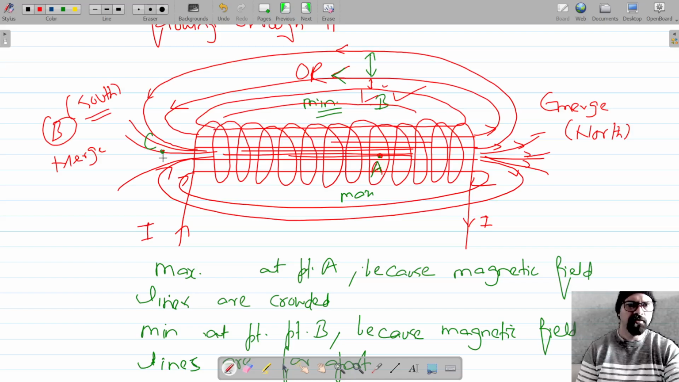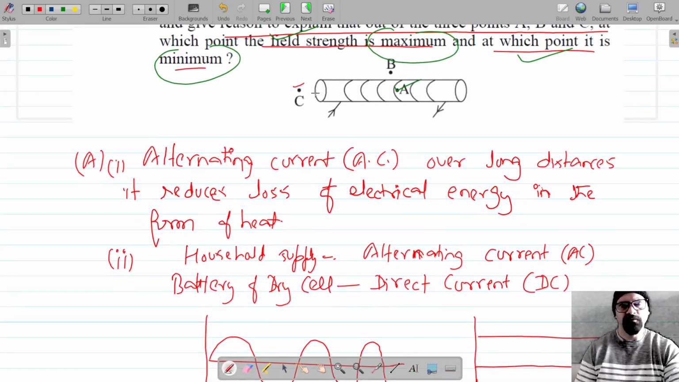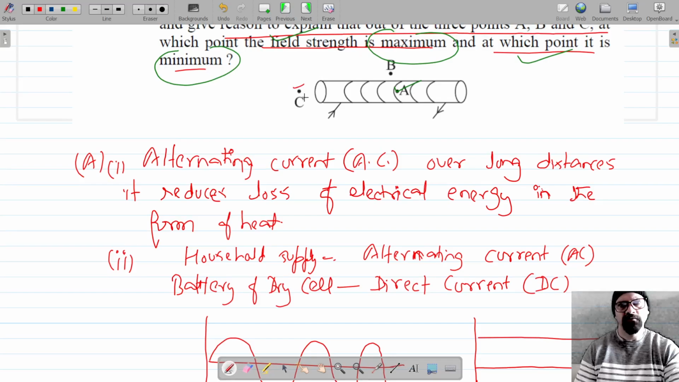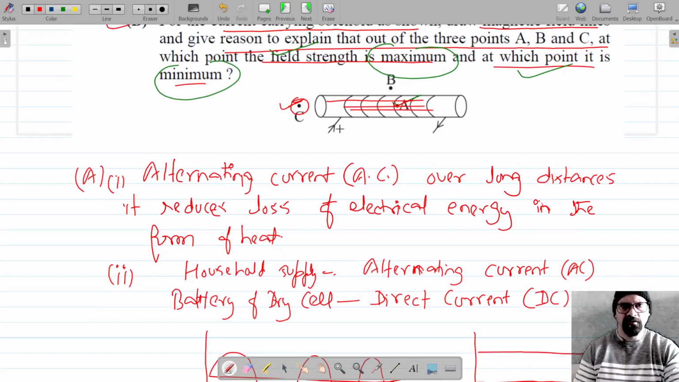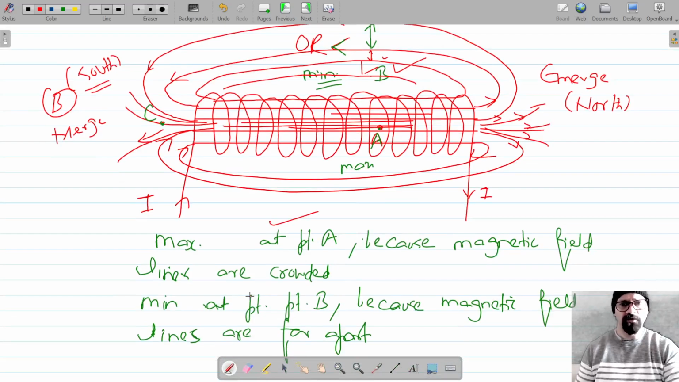and C is a point just away from the pole. So this is away from the pole. There will be some magnetic field strength here, but the maximum would be here because the magnetic field lines are more crowded here. And this is the direction of the current given to the solenoid because these are the turns of the solenoid. Okay, so maximum is at point A and minimum is at point B.